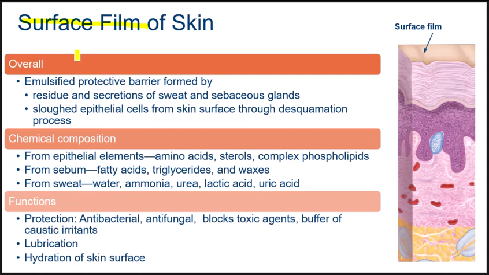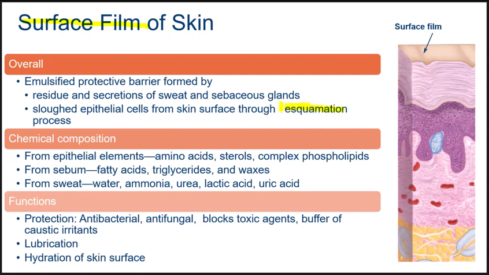And this is a thin film of emulsified material that's spread over the surface of the skin. And it's formed by the mixing of secretions from your sweat and your sebaceous glands, which are oil glands. It also is contributed by any of the dead skin cells that have been sloughed off. And that sloughing off process is called desquamation.